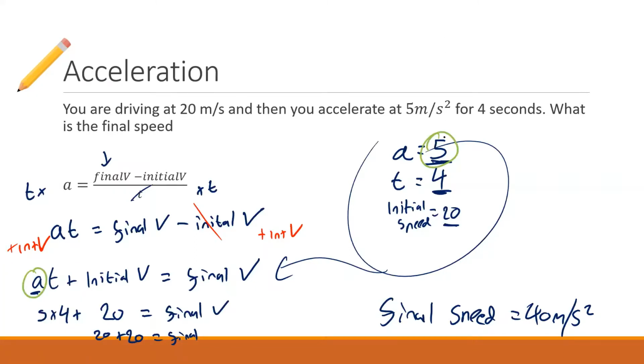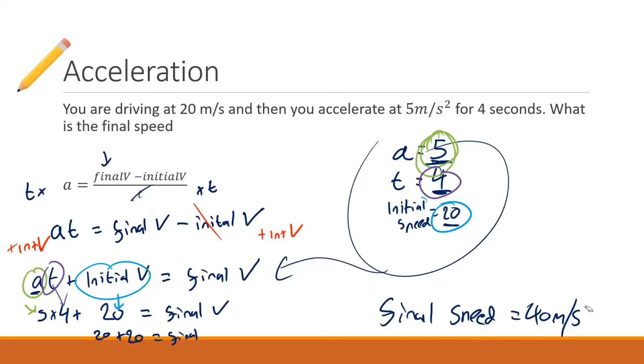Instead of A, we write down 5. That's why there's a 5 there. Instead of T, we write down 4. That's why there's a 4 there. Instead of initial velocity, we write down 20. So that's why there's a 20 there. And after we substitute that, we can solve it to get the final speed is 40 meters per second. No, made a mistake. 40 meters per second, not squared. The unit has to be speed.